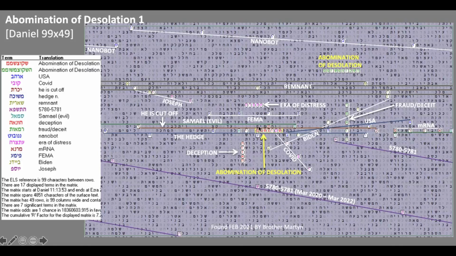And then encoded right over top of this is USA. And then encoded over top of that and intertwined with it is Samael, the spirit of evil. And right above that is FEMA. And right above that is Arab distress. And that's in the plain text, I believe. And then connecting into Abomination of Desolation is COVID. And crossing that is Biden. And then crossing all of that is fraud, deceit. And then connecting up to Abomination of Desolation is USA here on the angle. And then you have mRNA. And then the year wraps around right underneath it like this.